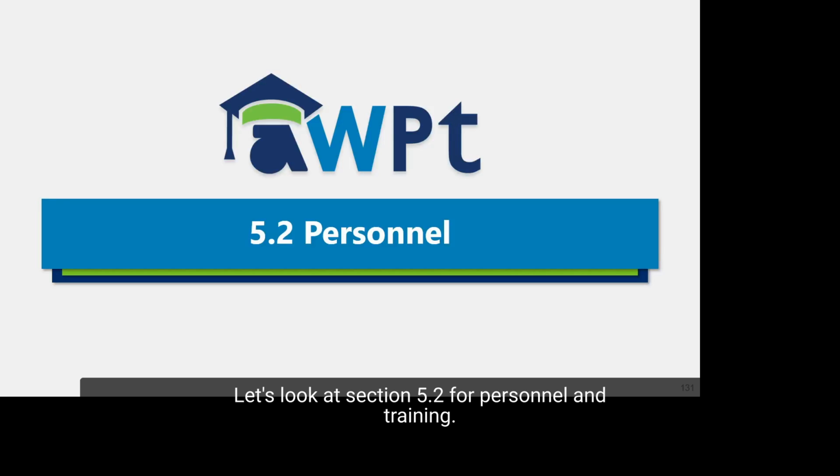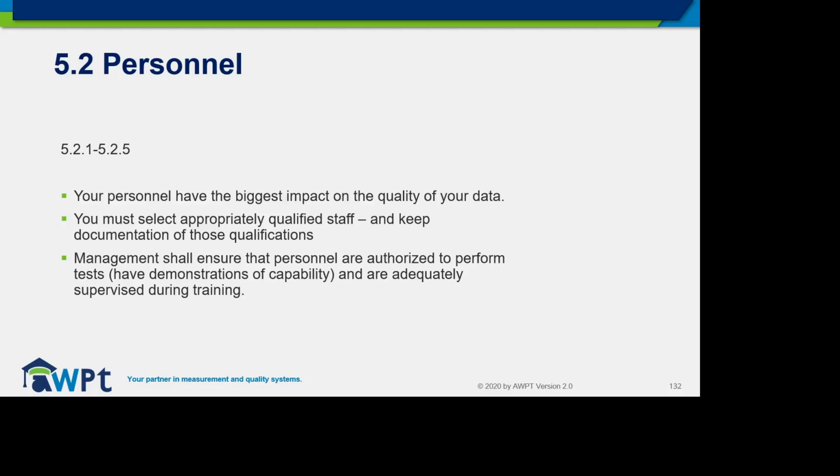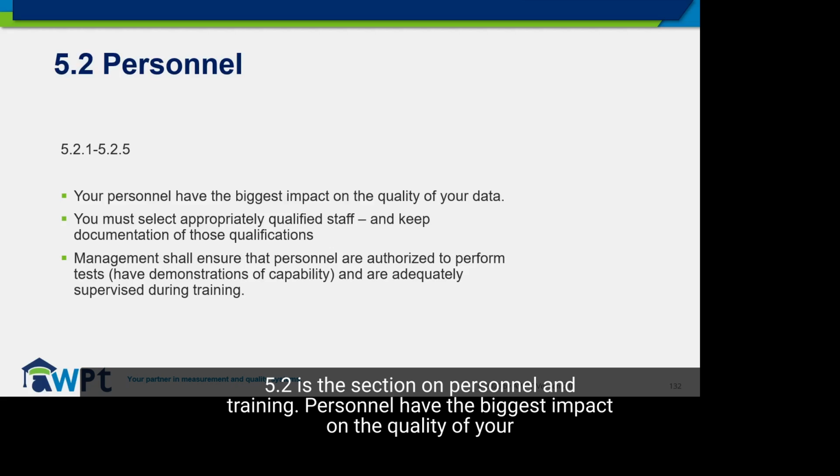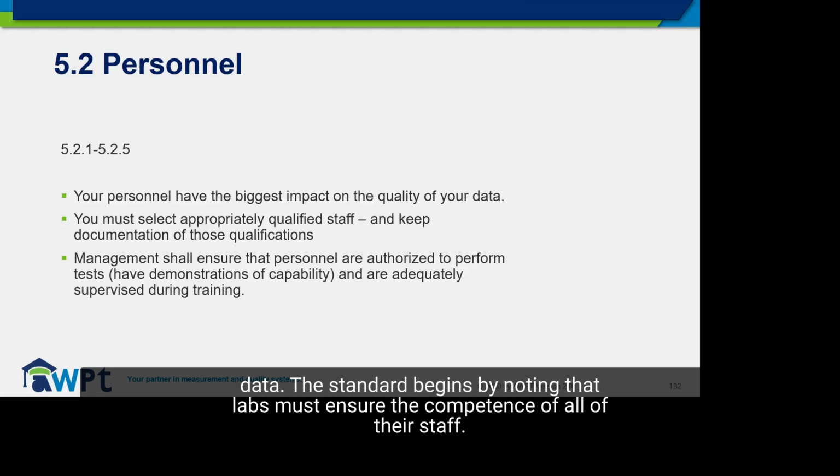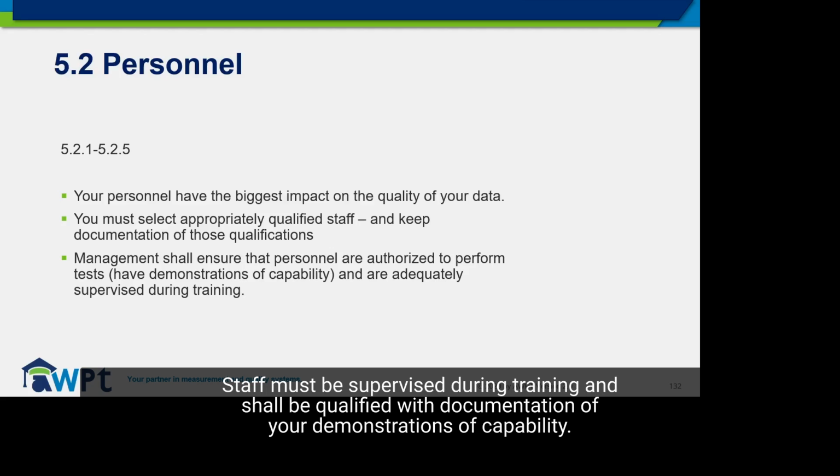Let's look at Section 5.2 for personnel and training. 5.2 is the section on personnel and training. Personnel have the biggest impact on the quality of your data. The standard begins by noting that labs must ensure the competence of all of their staff. Staff must be supervised during training and shall be qualified with documentation of their demonstrations of capability.